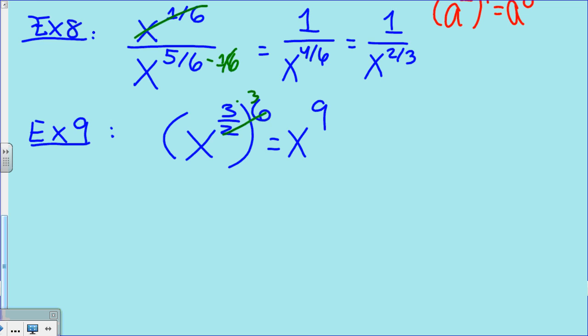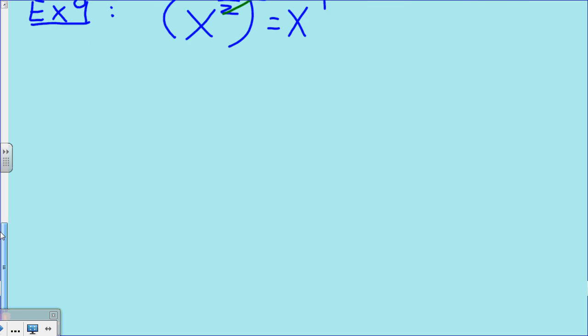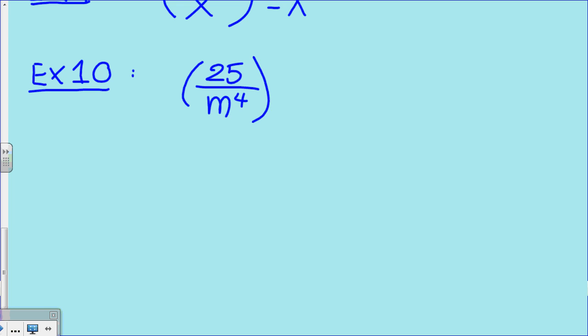Okay, I think you guys are ready to try it. So here we go. 25 over m to the 4th, raised to the negative 1/2.